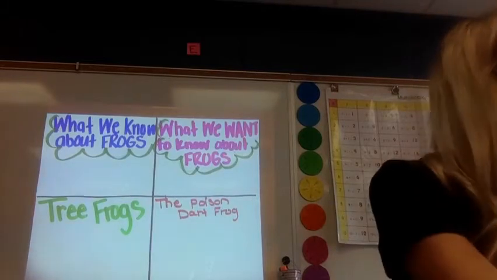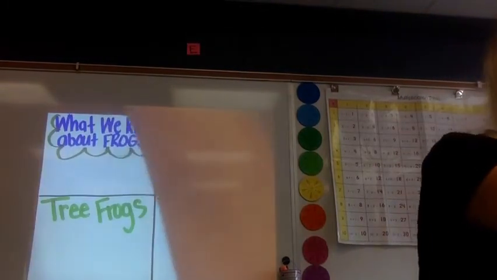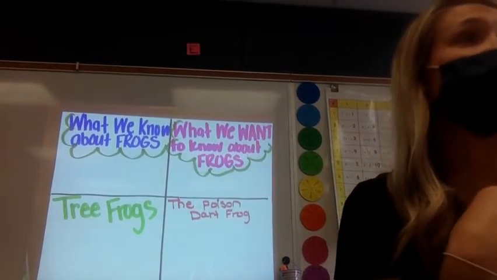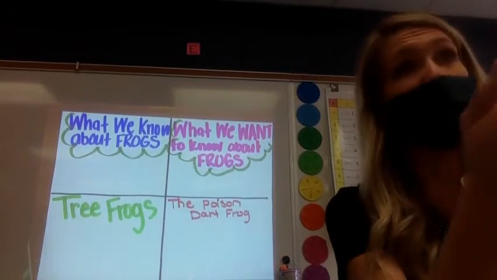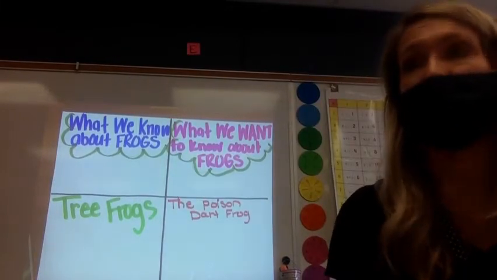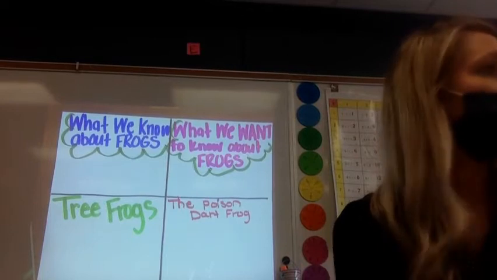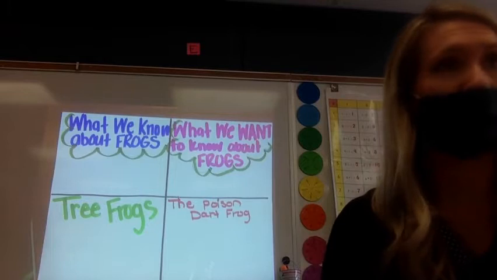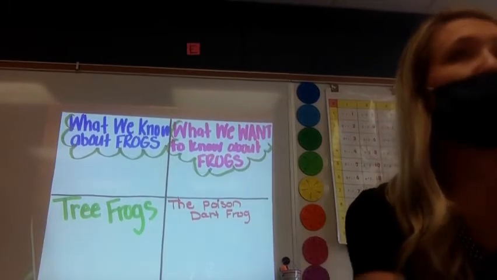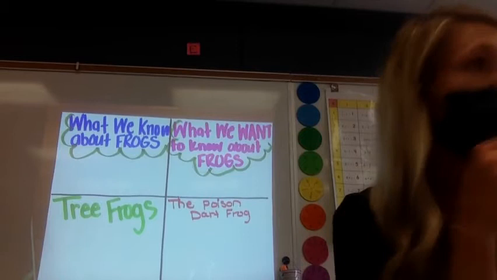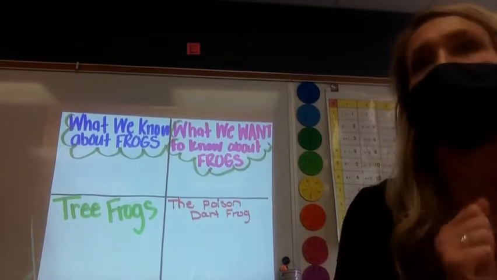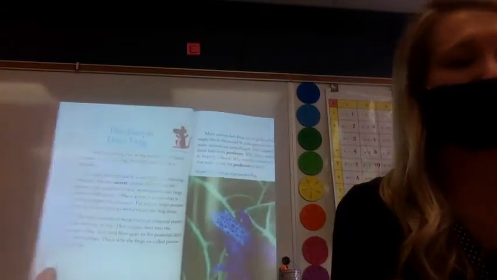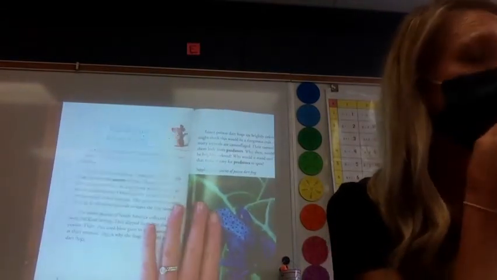So on your graffiti wall, we're adding our final section, which is the poison dart frog. What are we adding? Poison dart frog. As I read today, I do expect you to be writing down information that you come across that's new. I'll slow it down a little bit and have some pausing points for you to write. As I read, you're writing down information about the poison dart frog, okay? As I go through, think about what might be different from the tree frog, what might be the same as the tree frog, but write down that information that you learn about the poison dart frog. This comes from chapter 9 of our reader.